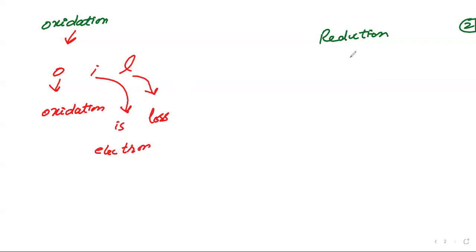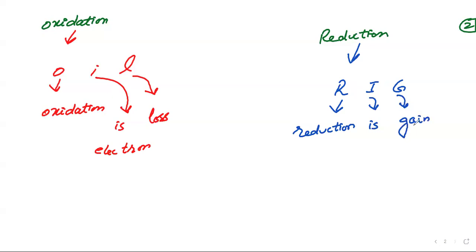And what is reduction? Remember this mnemonic: RIG. R stands for reduction, I stands for is, G is gain. So reduction is gain. Gain of what? Gain of electrons. Guys, remember, oxidation is loss of electrons. Reduction is gain of electrons.